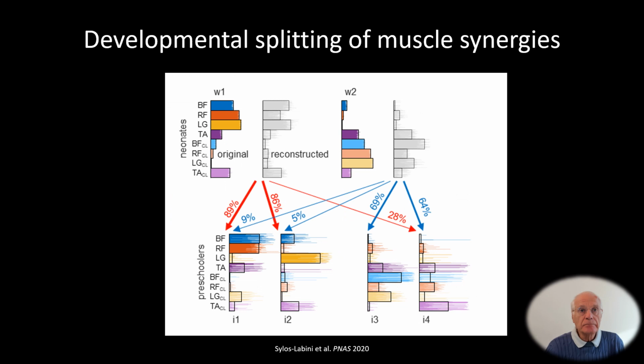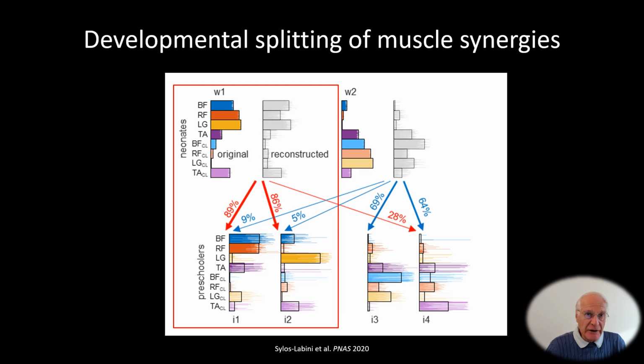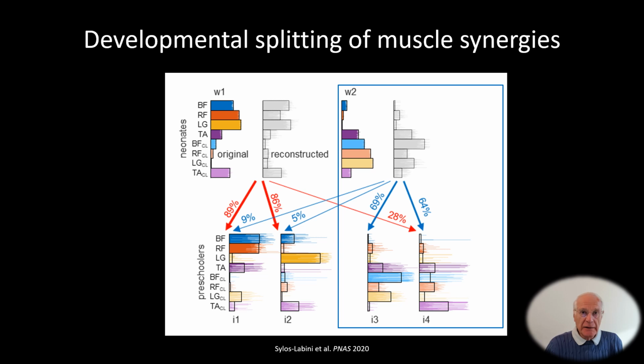How does a child multiply the number of locomotor modules while growing? We don't know for sure, but one scheme is to split or fractionate the synergies. Stepping neonates show a great deal of muscle coactivation that decreases during development, resulting in fractionated muscle activations. For instance, synergy W1 in neonates splits into synergies I1 and I2 of preschoolers. Similarly, synergy W2 of neonates splits into synergies I3 and I4 of preschoolers.